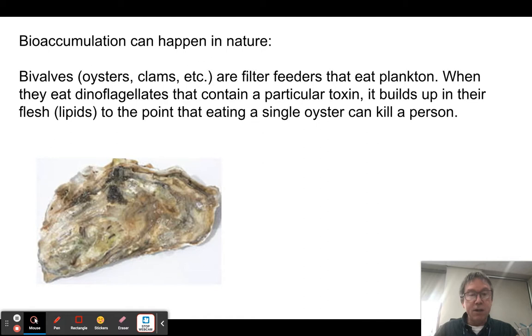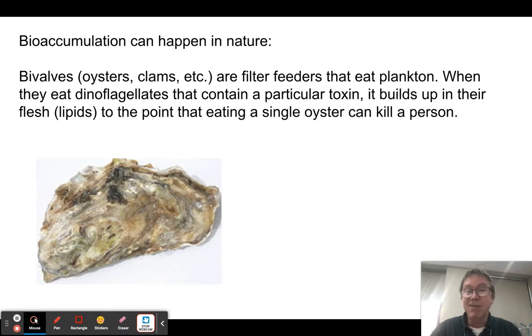And filter feeding organisms like clams and mussels and oysters tend to bioaccumulate it, right? Now, this is not as long lasting. This is not persistent, but it lives long enough to make it through a particular season. So it lasts for, say, a month or so. What happens is when one of these blooms happens, these organisms will start to bioaccumulate that toxin. And if you eat that organism, you'll die because there's so much toxin.